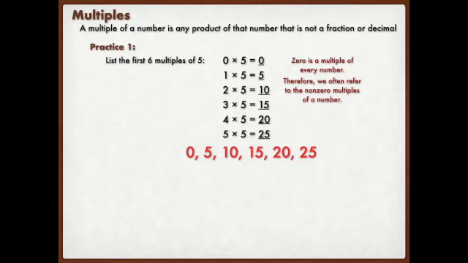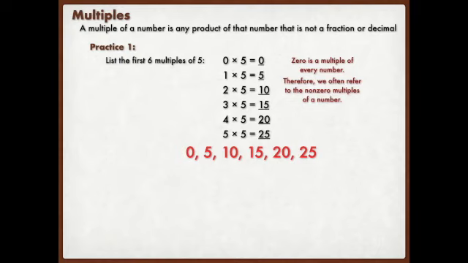But if you are asked for the first 6, it would be 5 times 0 is 0, 5 times 1 is 5, 5 times 2 is 10, 5 times 3 is 15, 5 times 4 is 20, 5 times 5 is 25. Now, if you're asked for the first 6 non-zero multiples, we're not going to do the 0 times 5. You would just do 5, 10, 15, 20, 25, and then you would do 5 times 6, which would be 30.